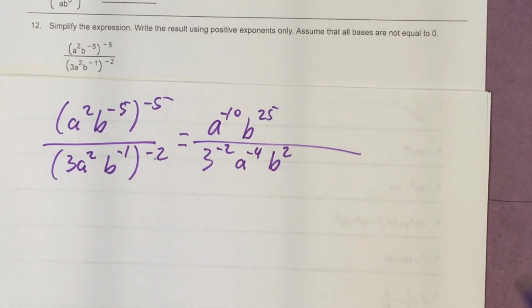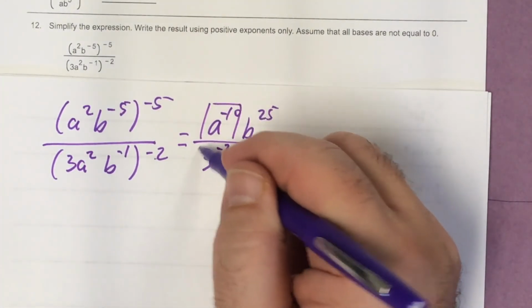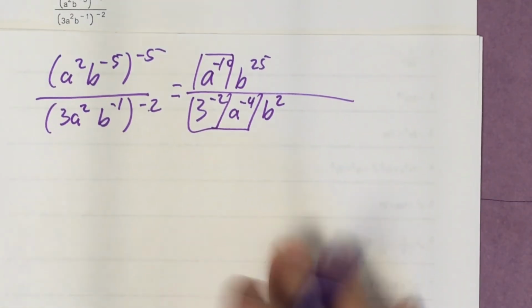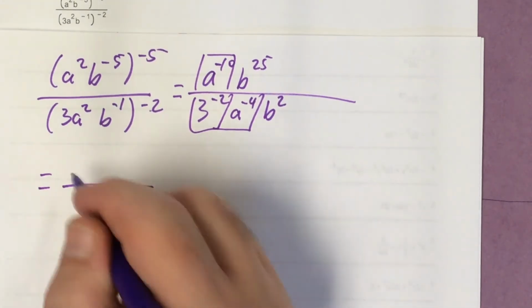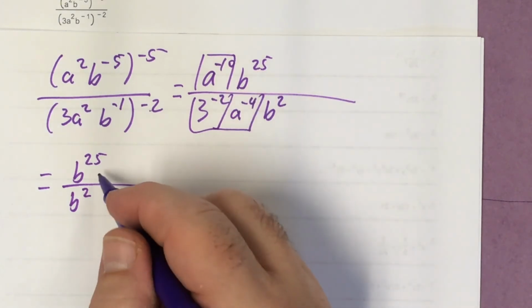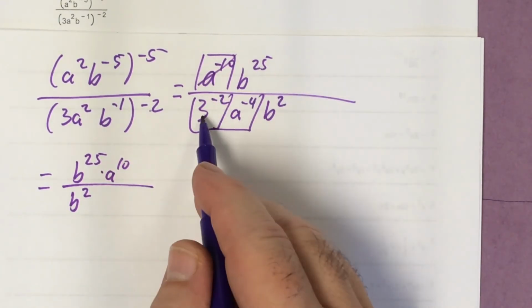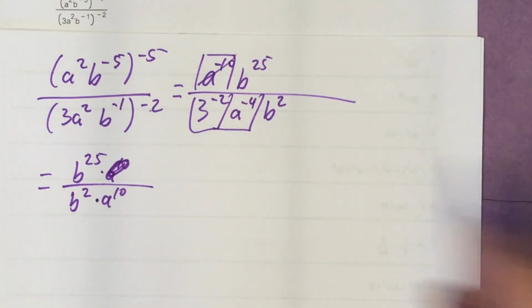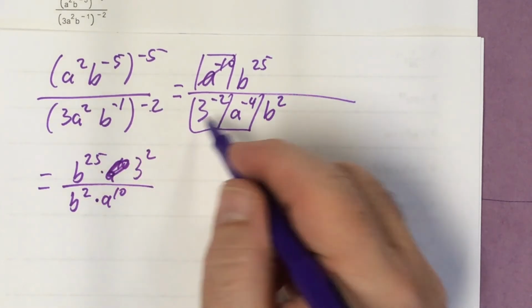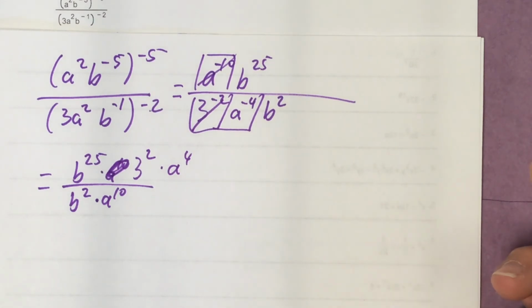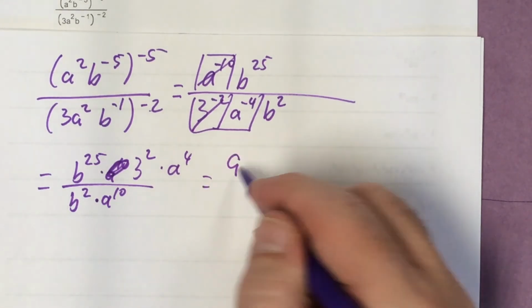So from here I have to decide, okay, what am I going to move? I'm going to move this, I'm moving this, I'm moving this. So let me put that down a little bit, so I'm going to continue that down here. So I have b to the 25th divided by b to the second. A to the negative 10 becomes a to the 10th. 3 to the negative, down here. Yeah, so I caught my mistake this time. 3 to the negative 2 becomes 3 squared. A to the negative 4 becomes a to the 4th. Okay, so I move things around. I want to make sure I move it correctly. It looks okay. So 3 squared, 9.